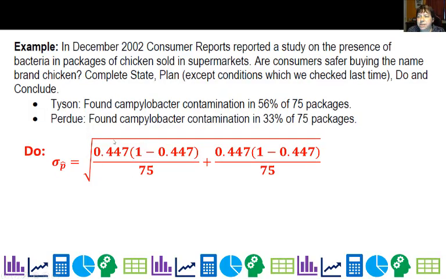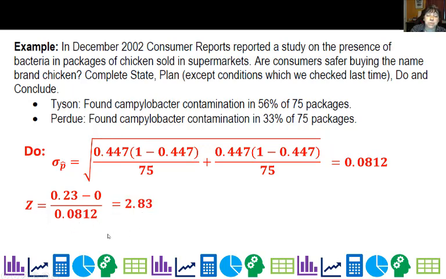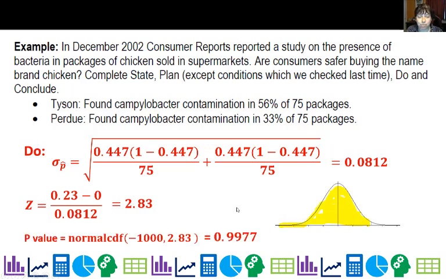So we go ahead and calculate the standard deviation using the pooled proportion here on top, and the two sample sizes are the same, so the denominators look the same, and I get 0.0812. Calculate my z-score. Remember, that's the difference, not the pooled proportion, over the standard deviation. I get 2.83. And I want the Purdue proportion to be lower than this, so I'm actually looking for this area. And I get a huge p-value of 0.9977, which was kind of my point.